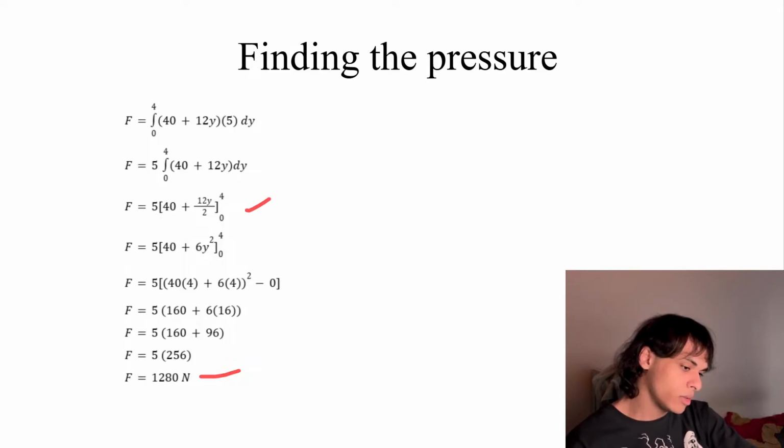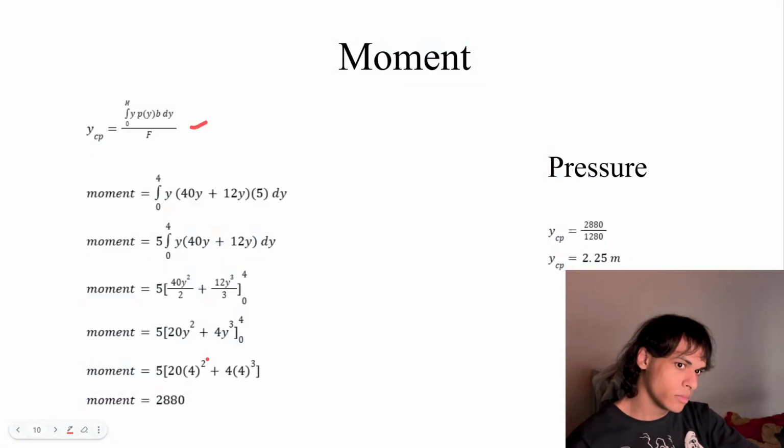So P of y is equal to P naught. Okay, so it's the constant pressure. P of y is equal to P naught, constant pressure. In this example, P of y is equal to P naught, which is constant pressure.